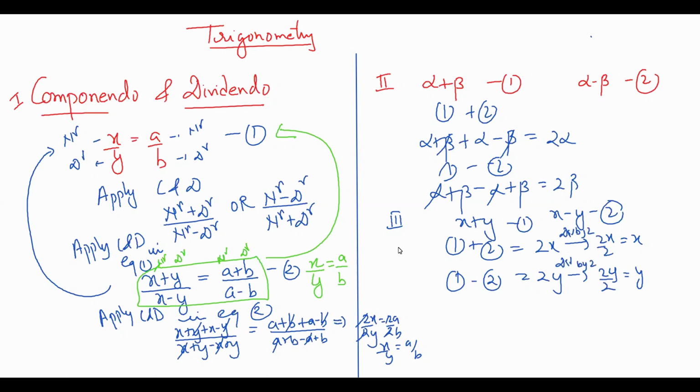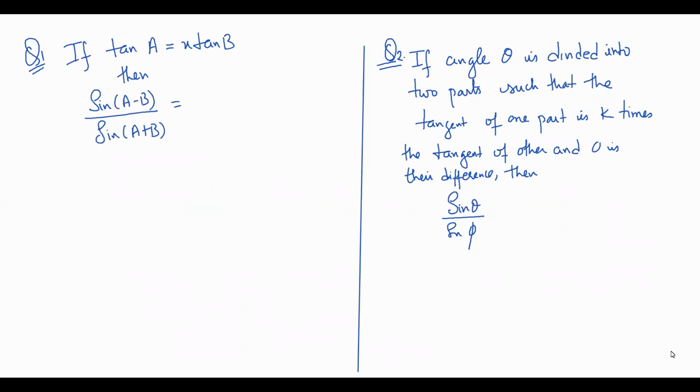Now we are going to apply these results in this question. Now look, I'm solving this question, and afterwards we will generate a technique to solve this type of question. If tan A is equal to x tan B is given, I can rewrite this as the given condition: take tan B to the left side, tan A upon tan B is equal to x upon 1.